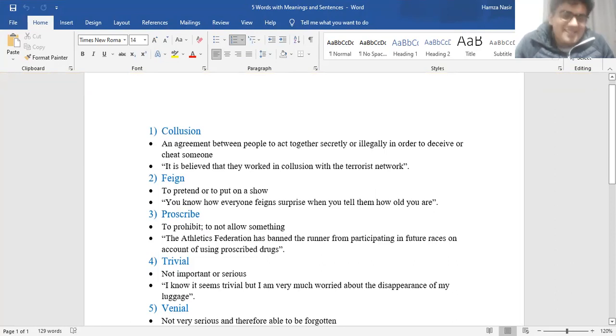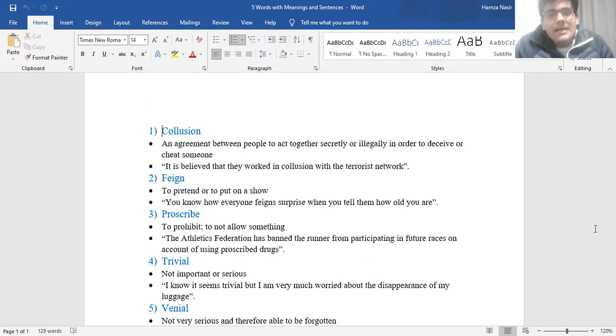Collusion basically means an agreement between people to act together secretly or illegally in order to deceive or cheat someone. So a sentence out of this could be, it is believed that they worked in collusion with the terrorist network. Collusion means a secret conspiracy of sorts. All right, so that's the first word for us today.